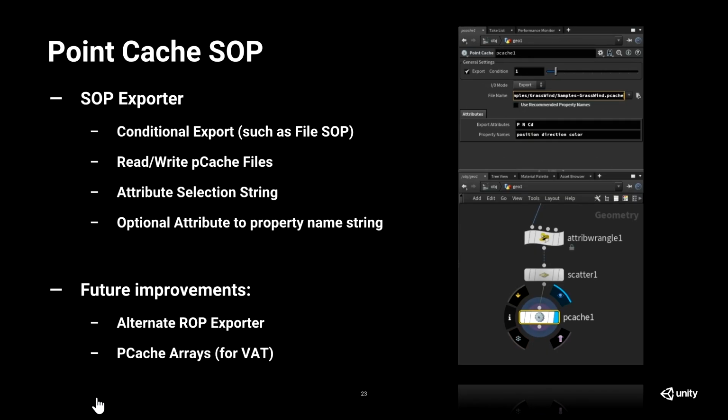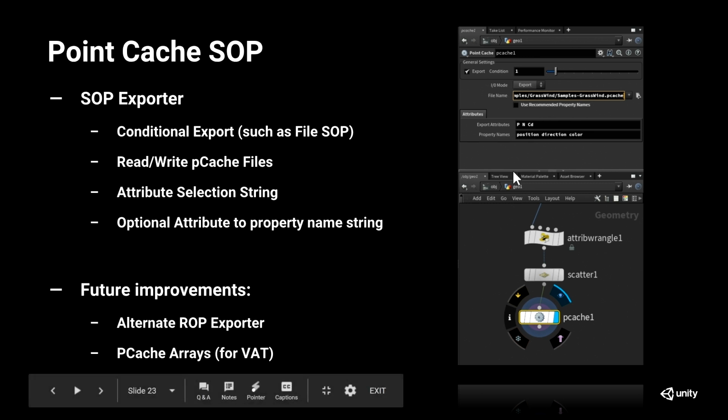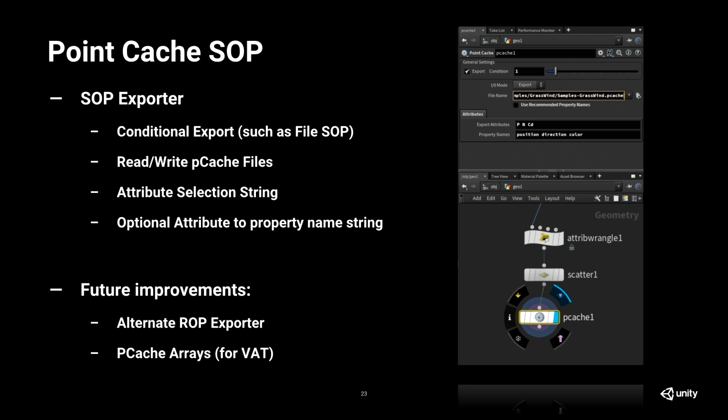So in Houdini, we have the PointCache SOP that is really, really similar to the file SOP. So we have a conditional export import. And in order to select which point attribute we want to export, we just use a selection string. So in this example, we can export position, normal, and color.